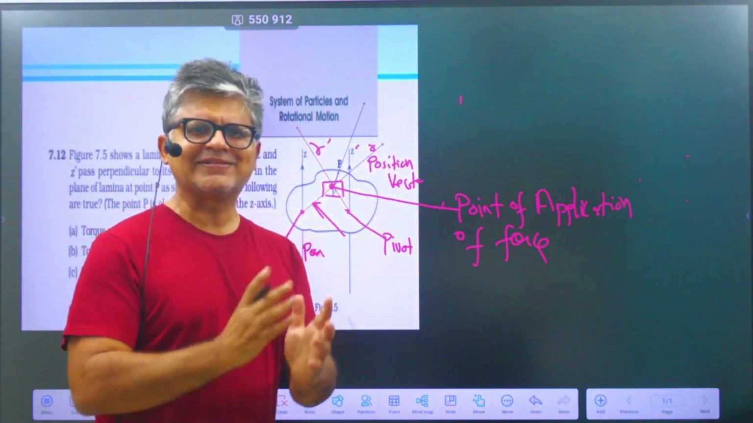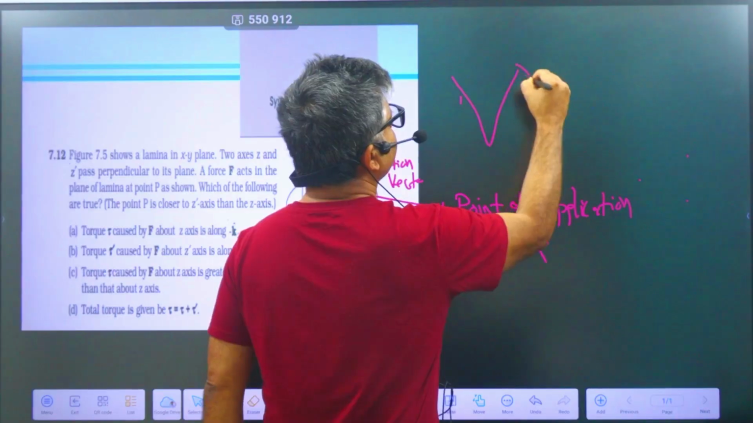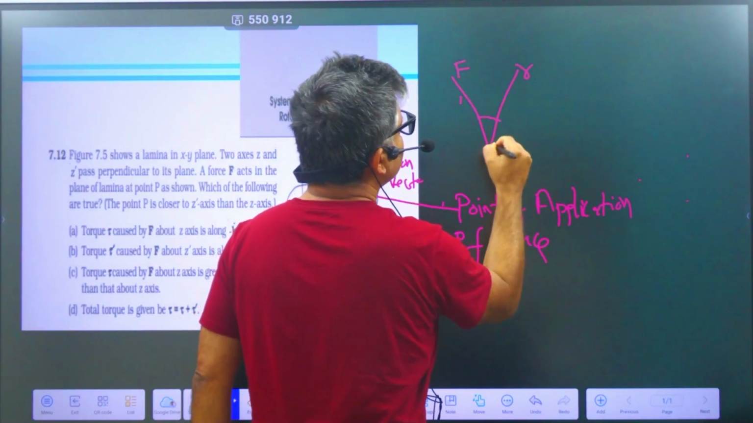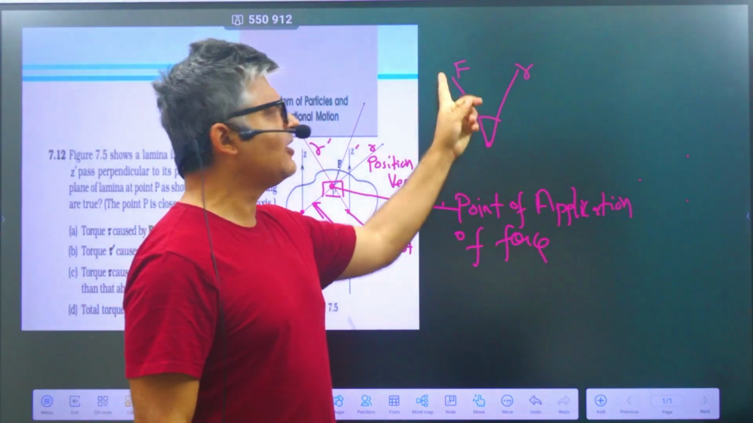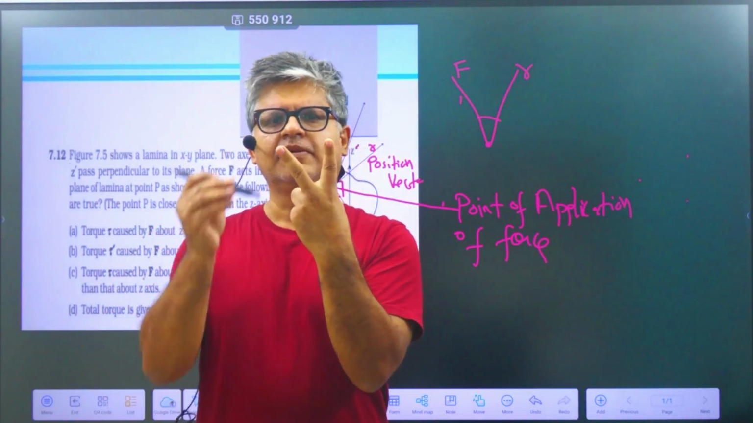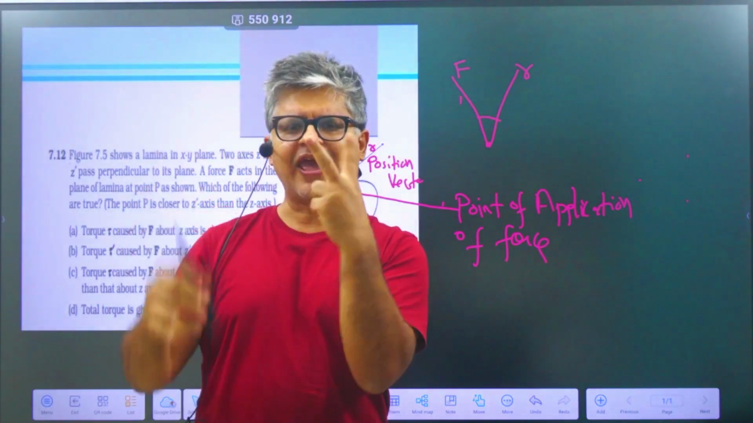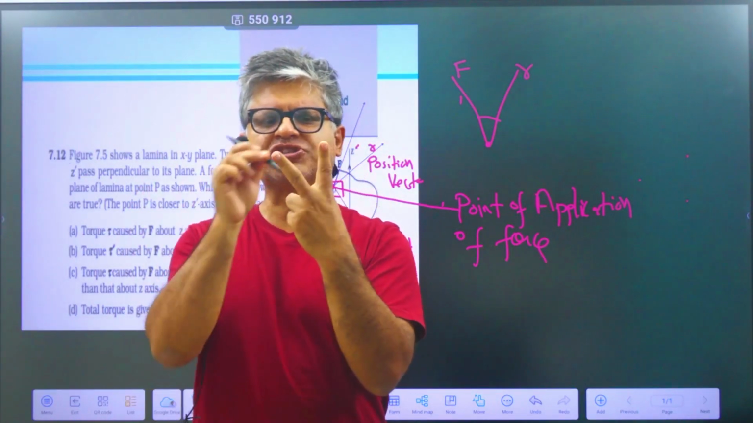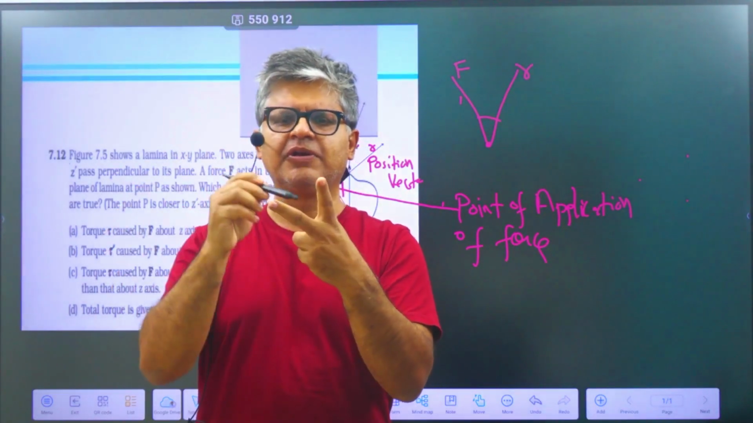The reason for extending the position vector is that, to find the torque, the tail of the position vector and the tail of the force vector both have to be like this. This is the R vector and this is your F vector. They should start from the same point. They cannot be like a vector addition scenario.